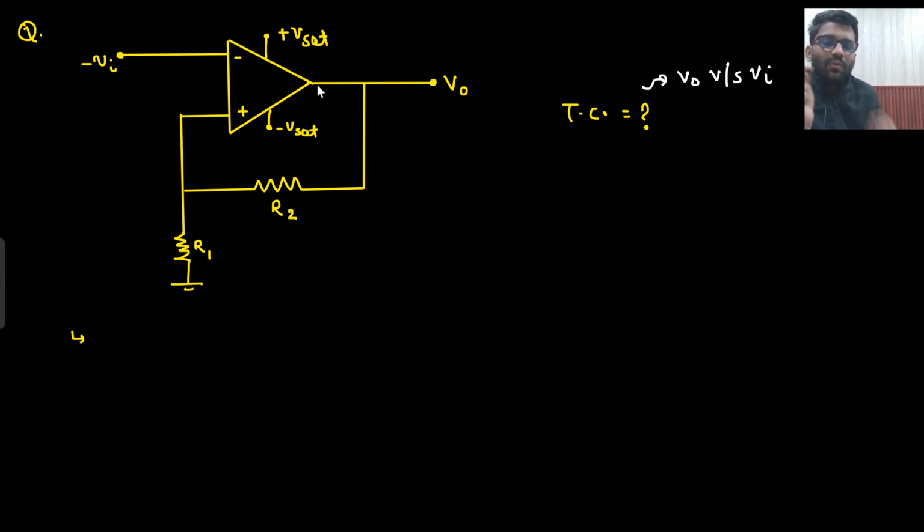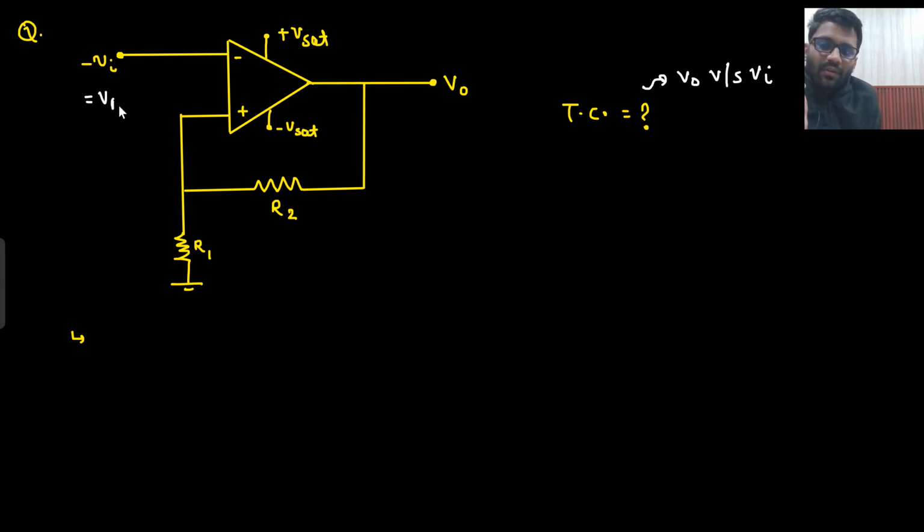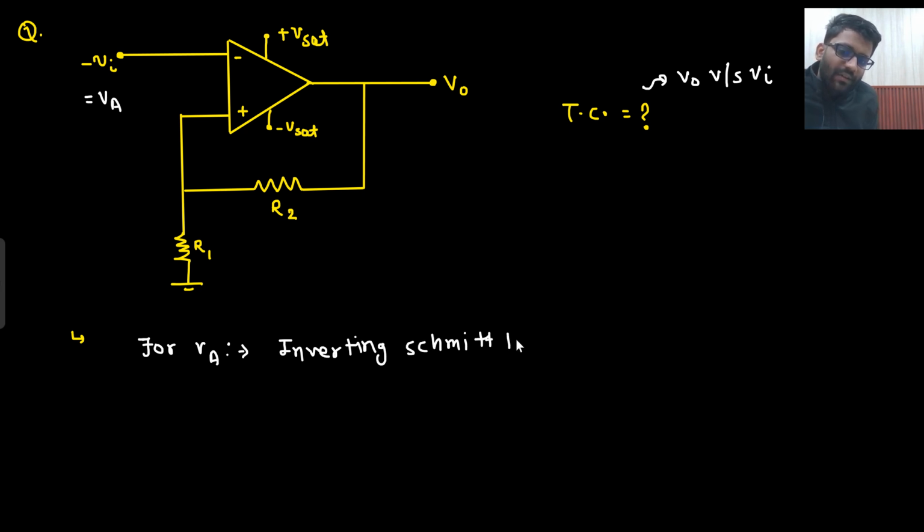So what do you know? What kind of Schmitt trigger is this? If I forget about this minus V in, I just understand that this V in is some input. This V in is some VA input. If I assume this as a VA input, then for VA this is an inverting Schmitt trigger, right? Inverting Schmitt trigger.